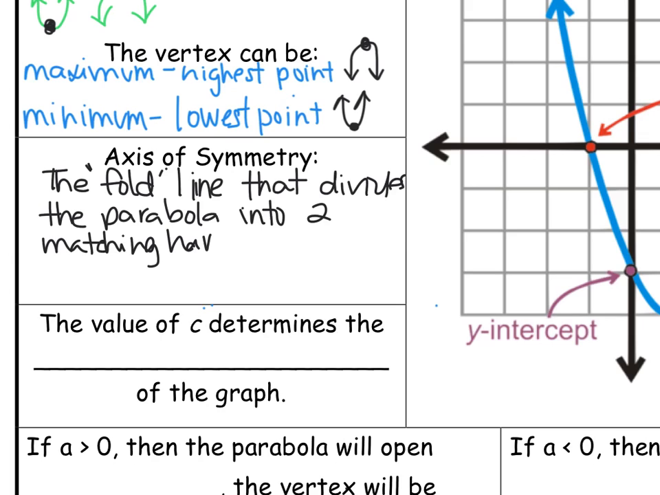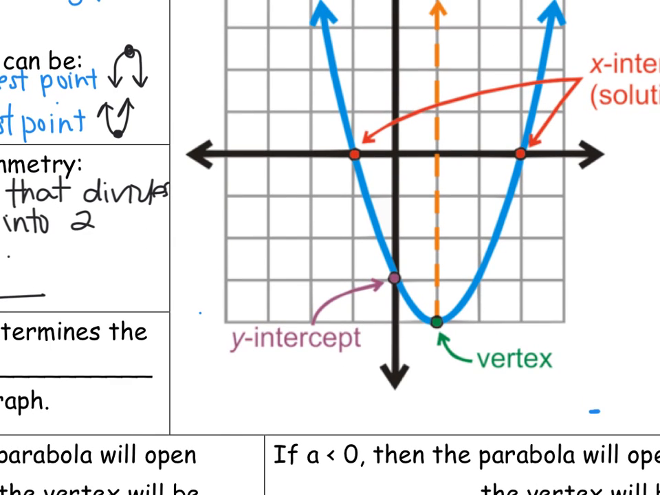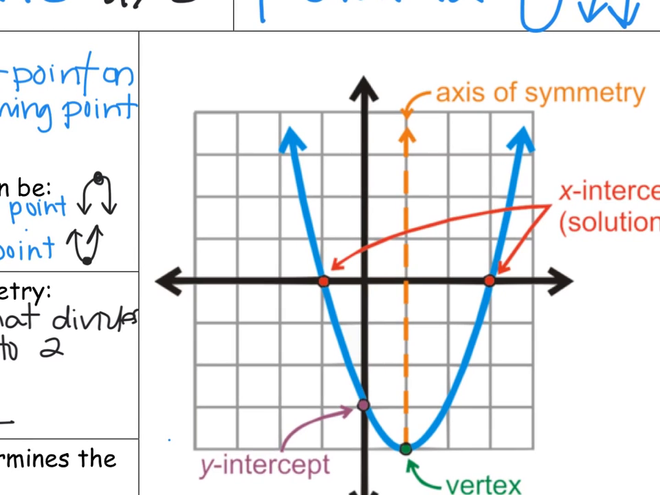And when we're naming the axis of symmetry, sometimes we call that the AOS, and it's always in an x equals equation. If we look at this axis of symmetry right here, in this example it is passing through positive 1 on the x-axis, so our axis of symmetry would be x equals 1. That's our axis of symmetry.